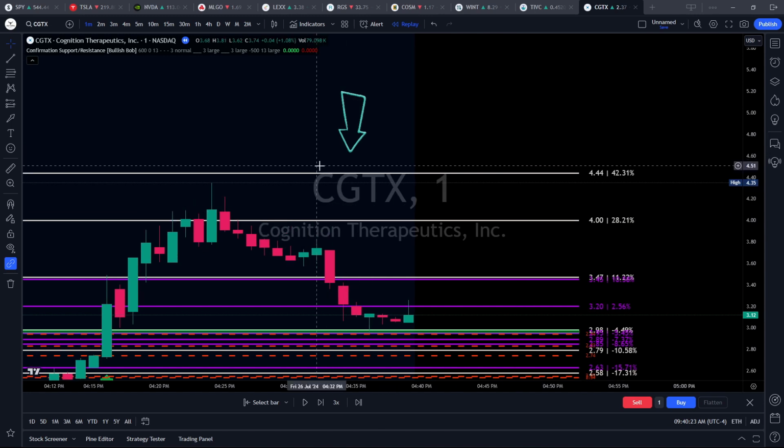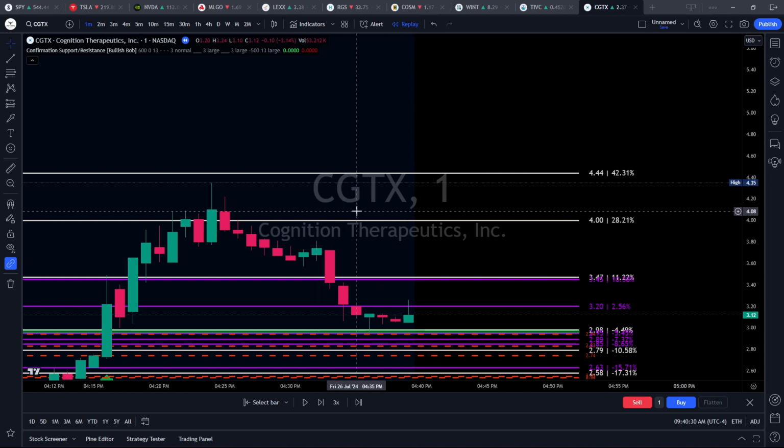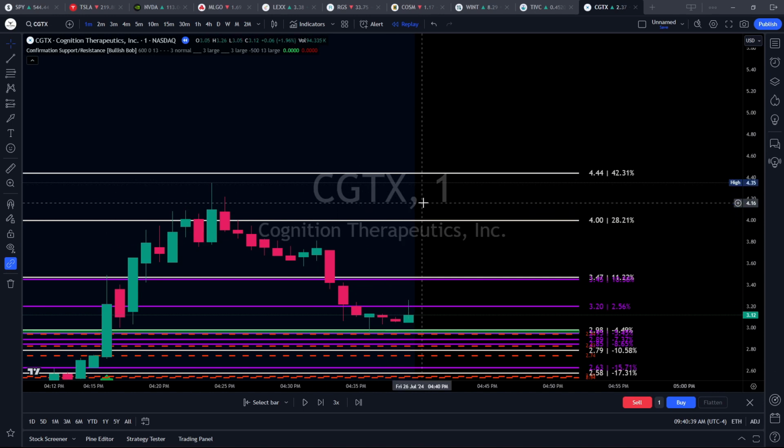And of course, we've got the mental half and whole at $4.50. Once we close over those levels, we're looking for it to hold. So if I get in at $4, well, it needs to hold $4. If it closes back below $4, I cut it for a loss. If it holds over $4, my target is $4.44. And if we hit it, well, I'm taking profit.